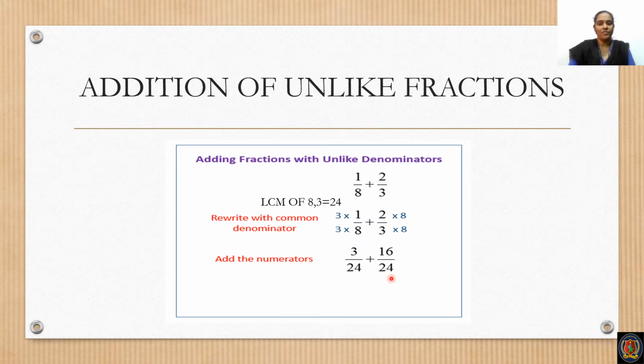They are now like fractions and we need to add them by adding only the numerators. The denominator should not be added. It should be written as it is, unchanged. 16 plus 3 will give you 19 and the denominator is 24, which is 19 by 24. So adding unlike fractions 1 by 8 and 2 by 3 gives you 19 by 24.